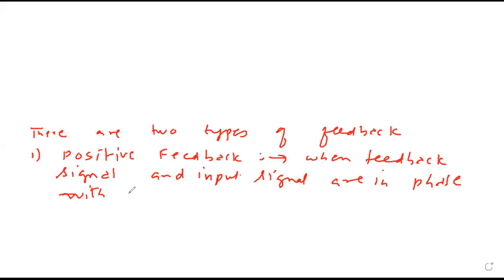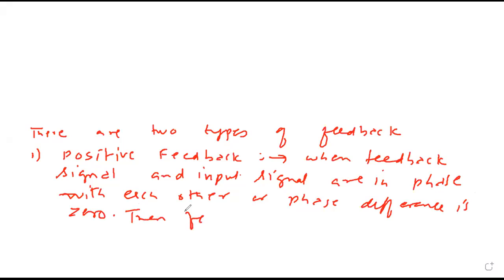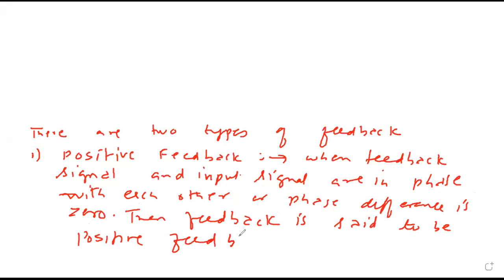Are in phase with each other or phase difference is 0, then feedback is said to be positive feedback. So your phase difference will be 0, 2 pi, 4 pi, 6 pi, then it is called positive feedback. Now negative feedback. You can also consider positive means constructive, negative means destructive.